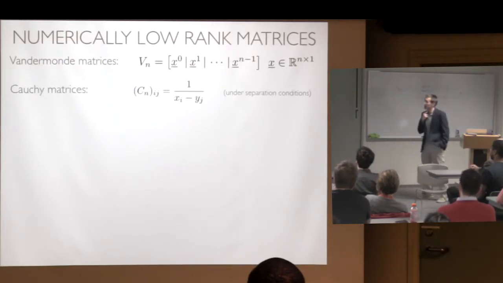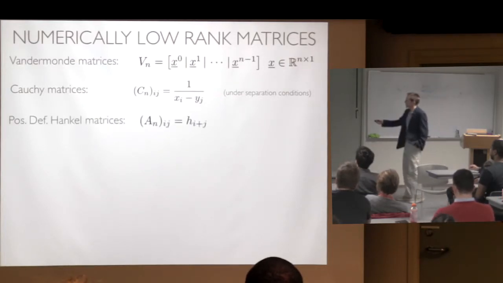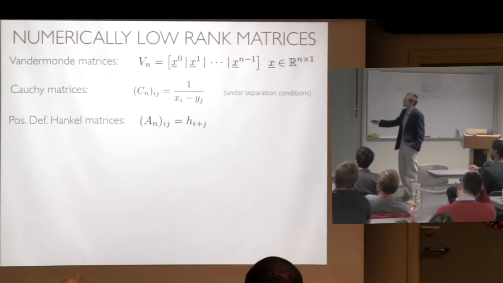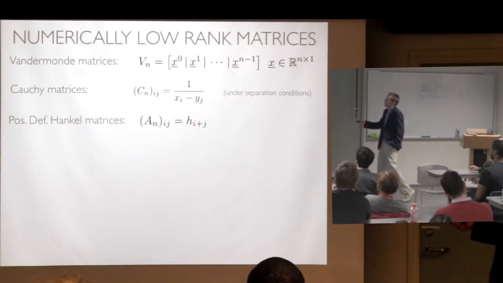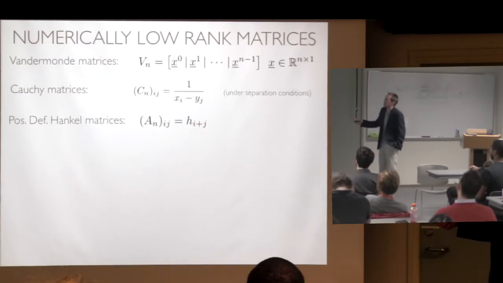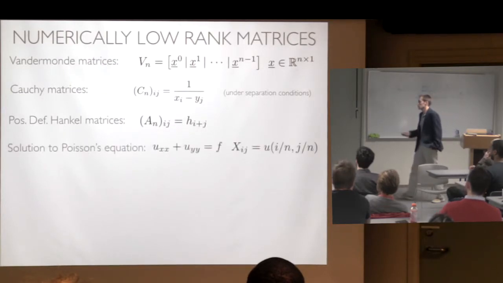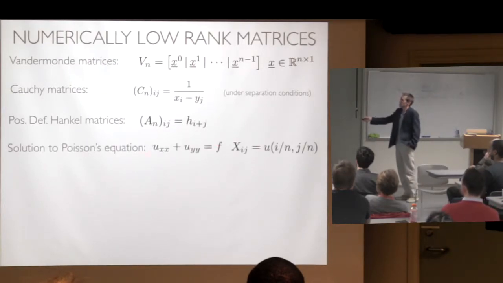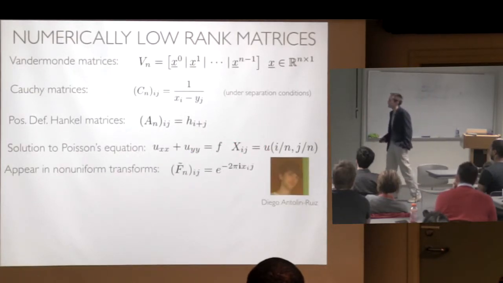Cauchy matrices are low rank, and we're going to be able to explain all these, assuming that the xj's and the yj's are separated. Positive definite Hankel matrices are low rank. These are matrices that are constant along anti-diagonals and have positive eigenvalues. Solutions to Poisson's equation, so elliptic PDEs with square domains, are low rank in the sense that if I sample the solution, I get a low rank matrix.